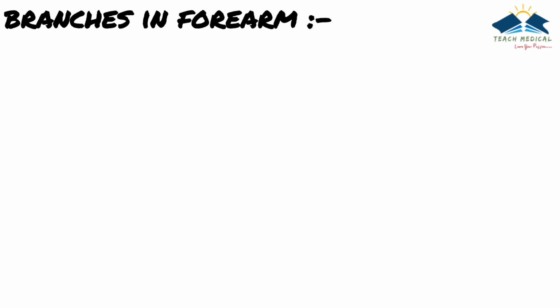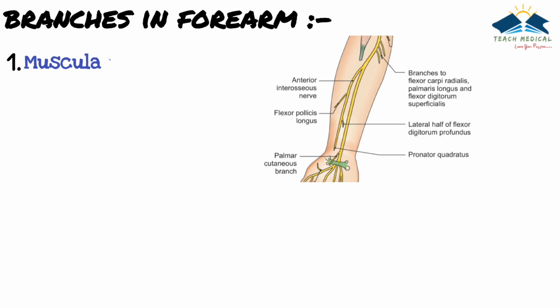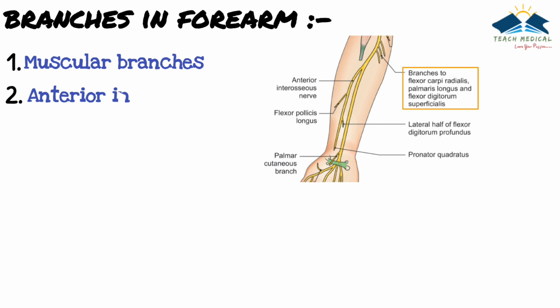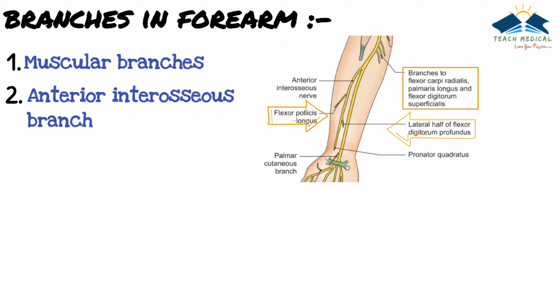Branches in forearm. First, muscular branches are given off in the cubital fossa to flexor carpi radialis, palmaris longus and flexor digitorum superficialis. Second, the anterior interosseous branch is given off in the upper part of the forearm. It supplies the flexor pollicis longus, lateral half of flexor digitorum profundus and pronator quadratus. The nerve also supplies distal radio-ulnar and wrist joints.